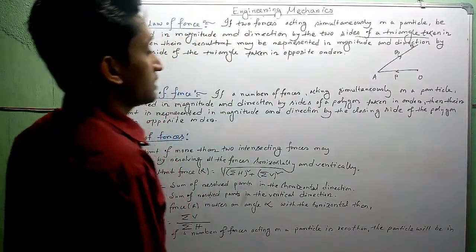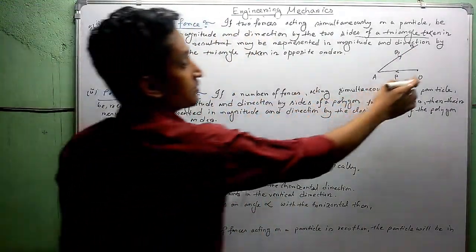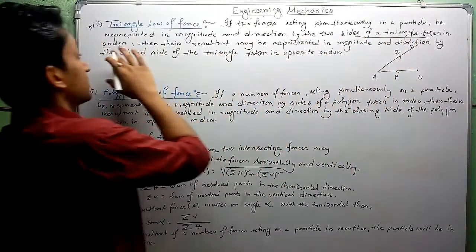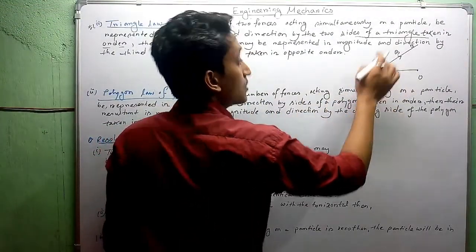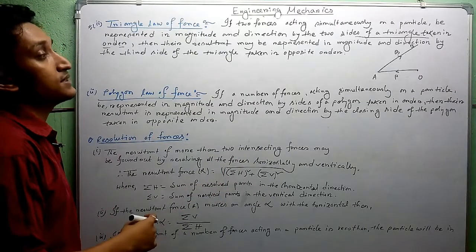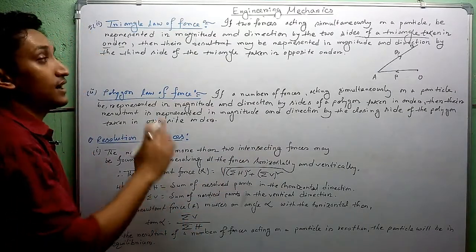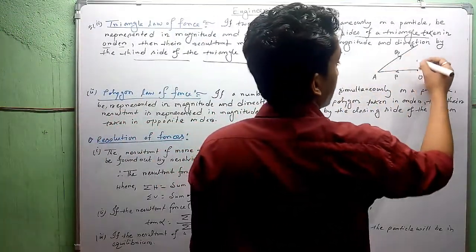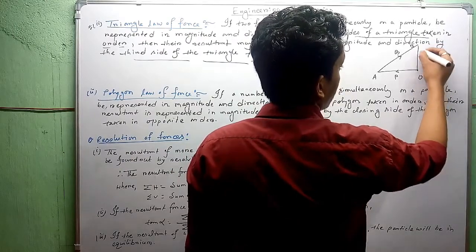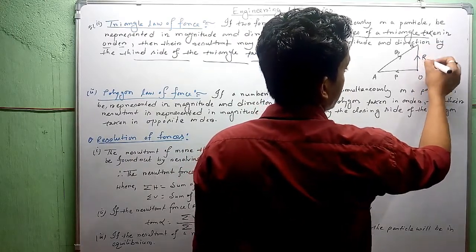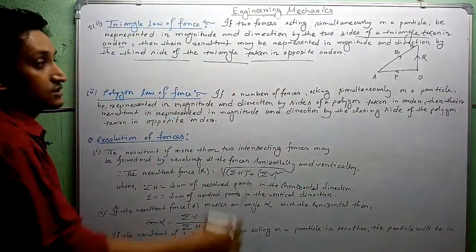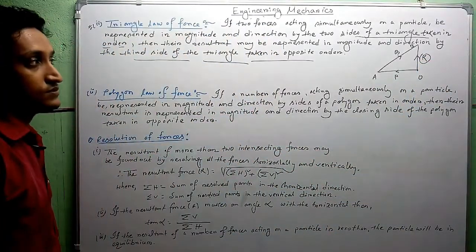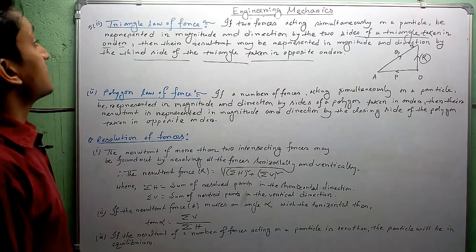Okay, if two forces acting simultaneously on a particle be represented in magnitude and direction by two sides of a triangle taken in order, then their resultant may be represented in magnitude and direction by the third side of the triangle taken in opposite order. Here is the third side of the triangle, and its order is also the opposite. The resultant value is R in magnitude, and the direction is opposite to the other two forces. That is the triangle law of force.